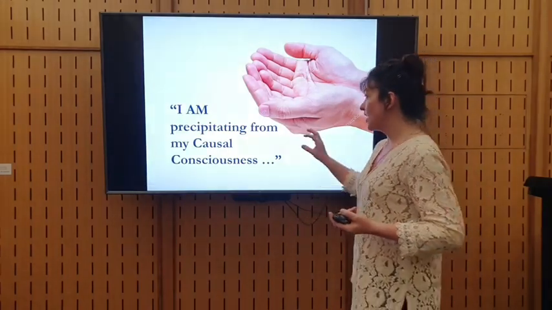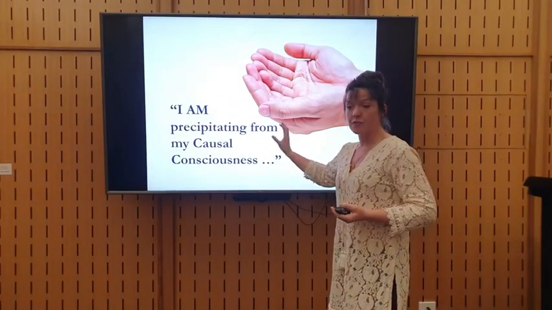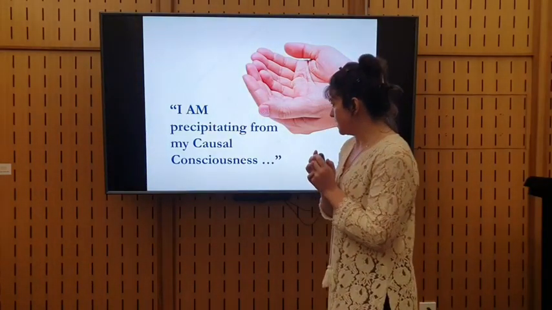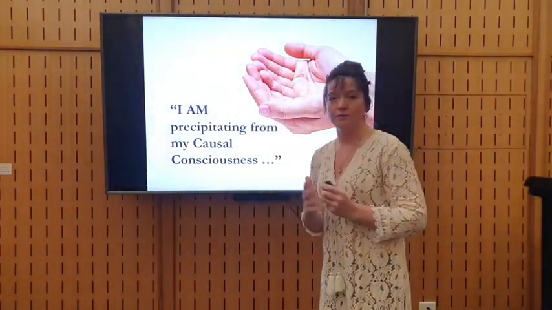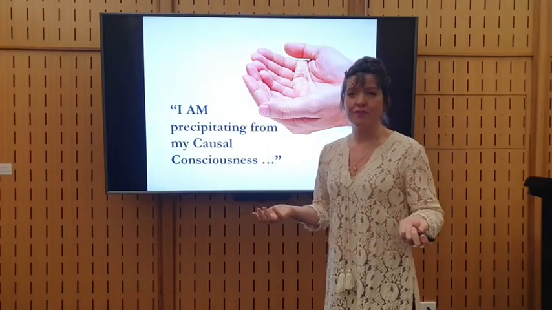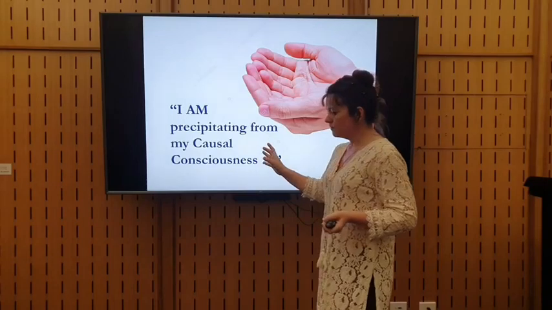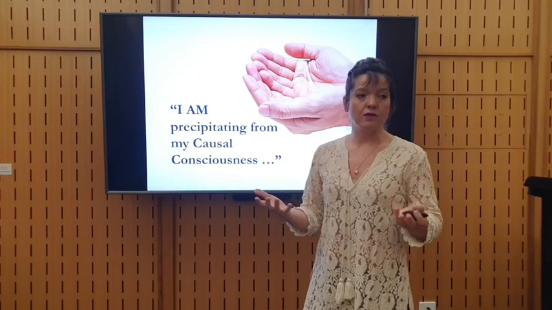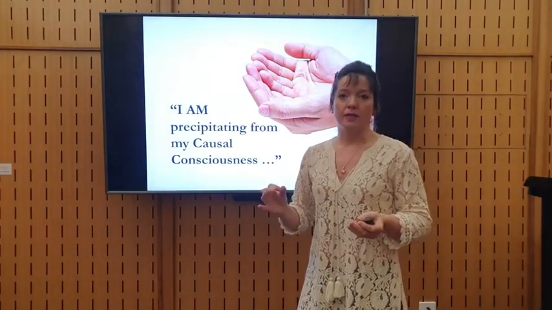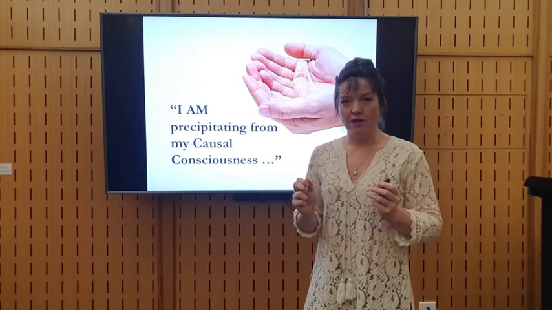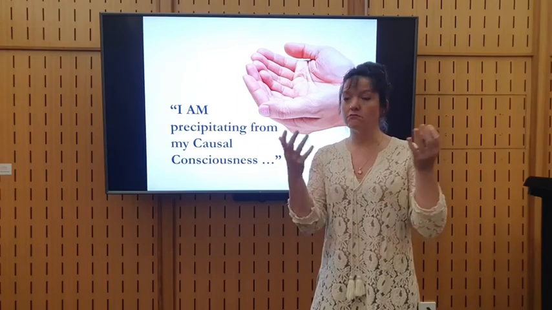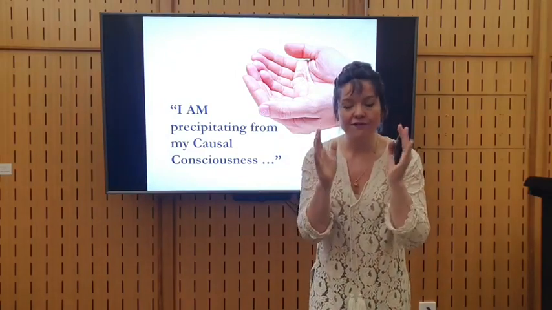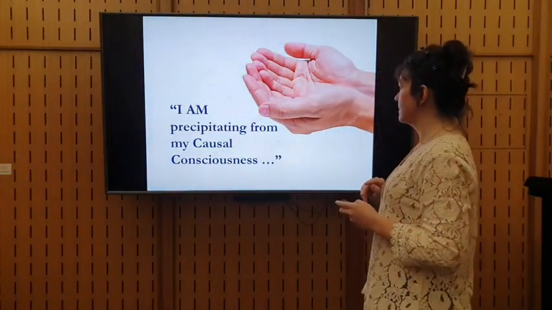And whatever you want to precipitate has to be in harmony with everybody. You don't want to say, oh, I'm precipitating from my causal consciousness to kill someone. No, we cannot do that. But what you can do is something, of course, something good, but don't tell anybody what you want. Oh, do you want to meet someone? Do you want a partner? Okay, you can precipitate from a causal consciousness. Everything is there, everything. You just need to precipitate.